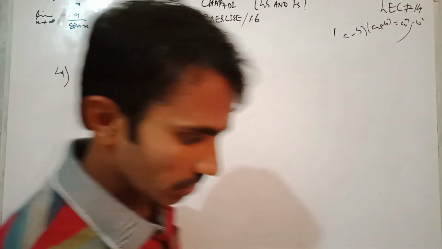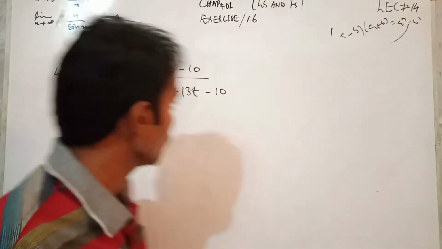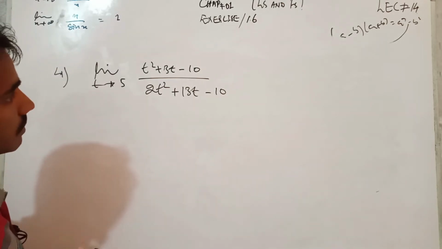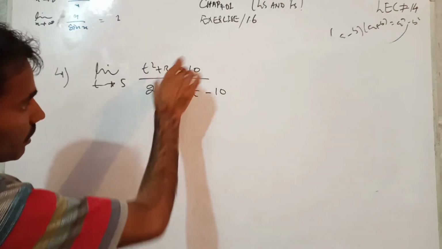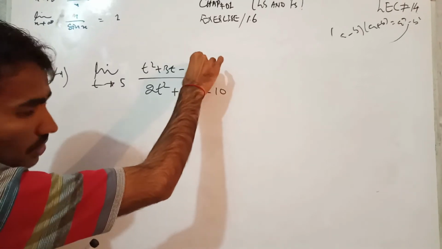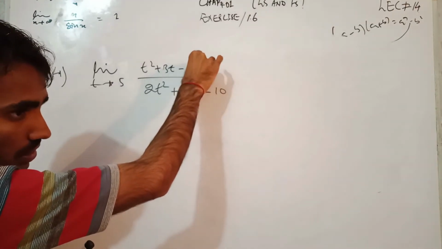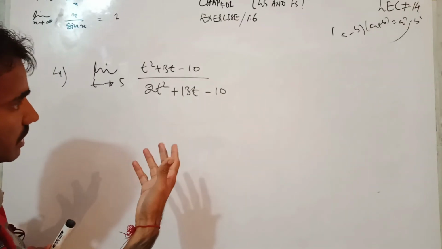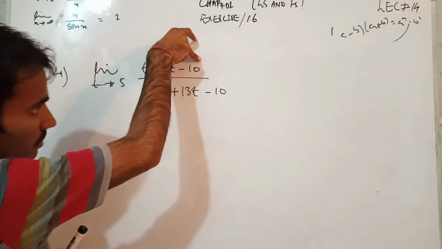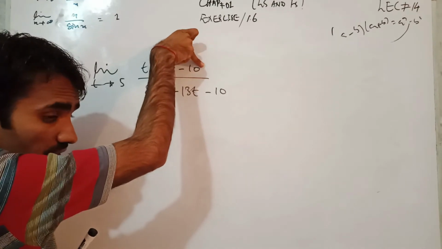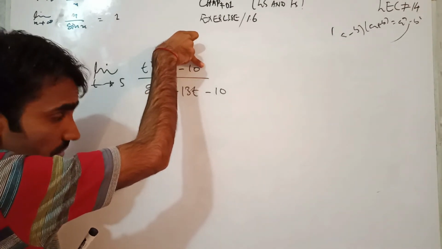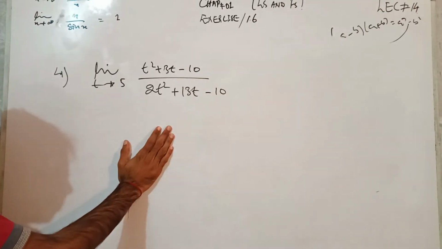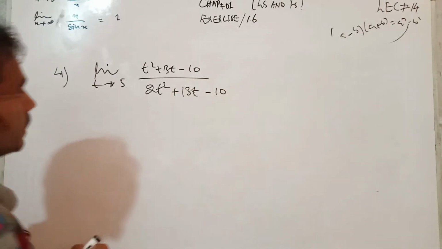Problem number 4. What we have to do? First we see the common. So this is the variable t. When we look for the common, 10 has no variable. So we just go towards the middle term. When we check the middle term, it satisfies the condition. When we go to the denominator, it is not satisfying the condition. So we just apply the limit directly.